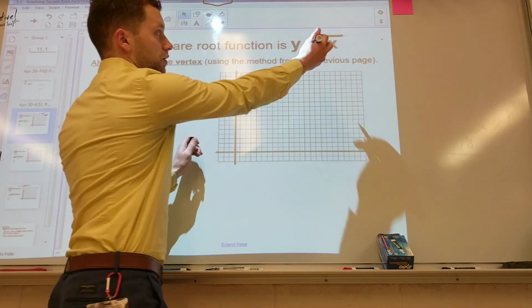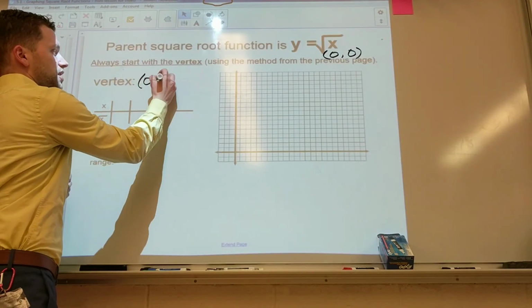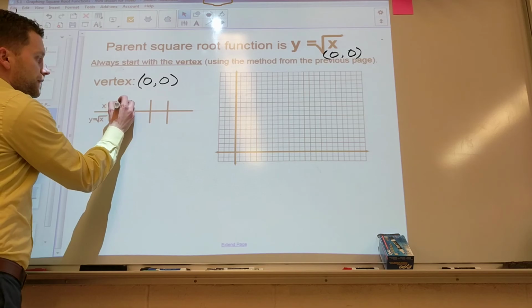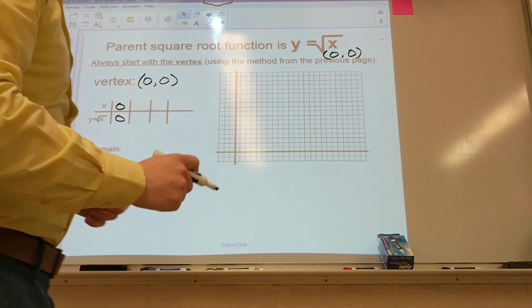So in this one, we realize that there's no transformation on the x. It's just going to be 0, and nothing on the y. So our vertex here is 0, 0, okay? This is going to be the first point that you graph. It's also going to be the end point on the shape that we'll graph, which you'll see in a second.